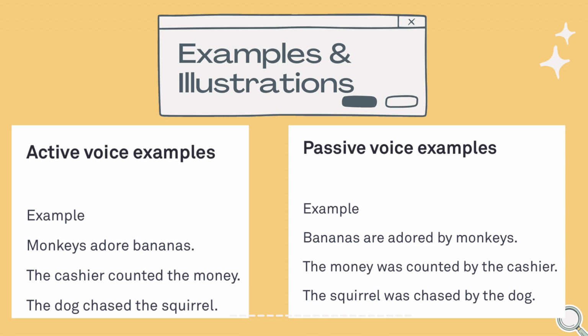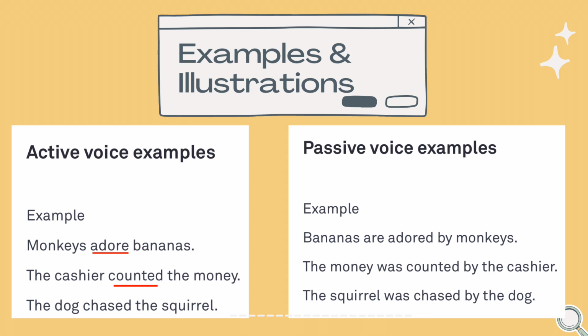Active voice examples. Example 1. Monkeys adore bananas. The verb is adore. The subject is monkeys and the object is bananas. Number 2. The cashier counted the money. What is the verb? Yes, count is the verb. Therefore, the subject is the cashier and the object is the money.